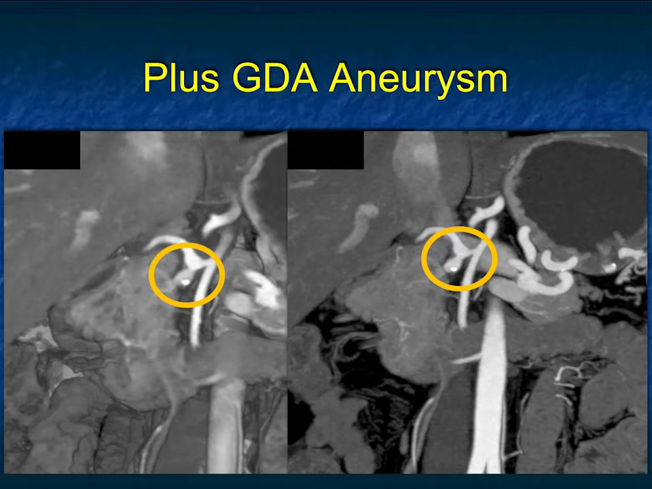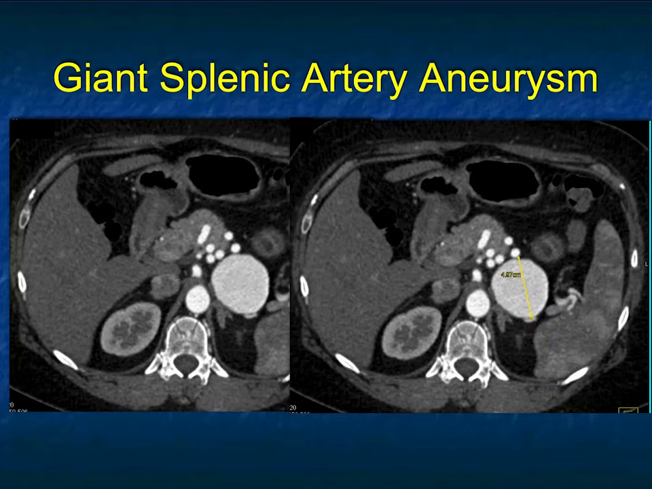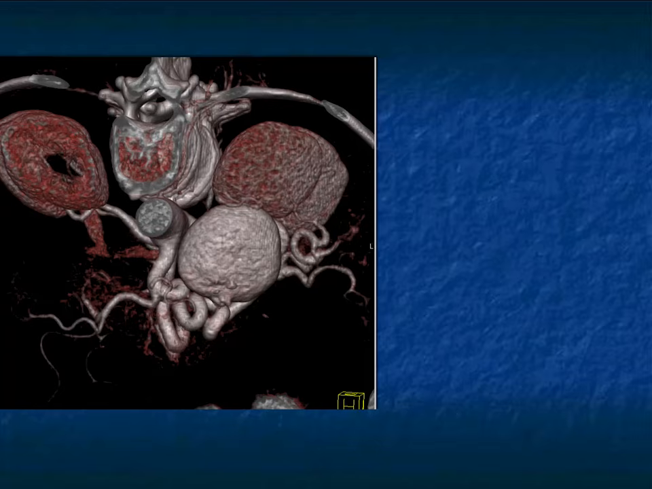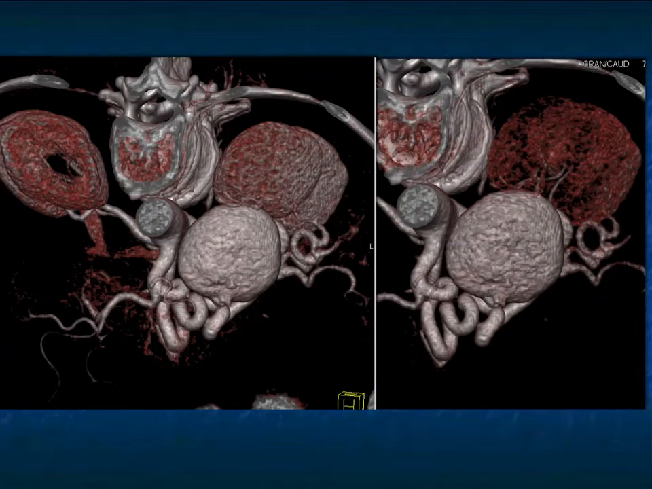You can see patients with splenic artery aneurysms at times have multiple splenic artery aneurysms, but can have other aneurysms present, so you want to look carefully. Here's a patient with splenic artery aneurysm who also had a GDA aneurysm. Splenic artery aneurysms that get large, over 2 centimeters, typically will be operated on. Here's a giant splenic artery aneurysm in the 5-centimeter range. And here are some 3D images nicely showing you that aneurysm.